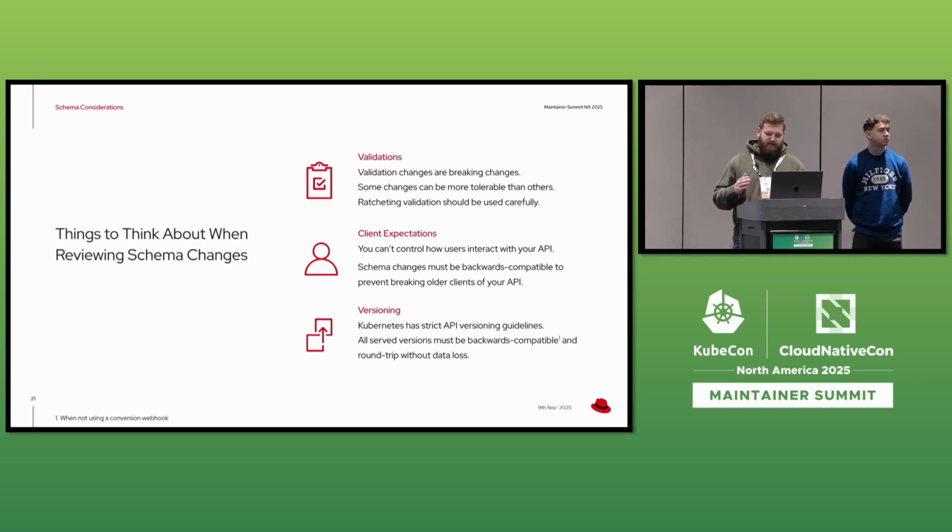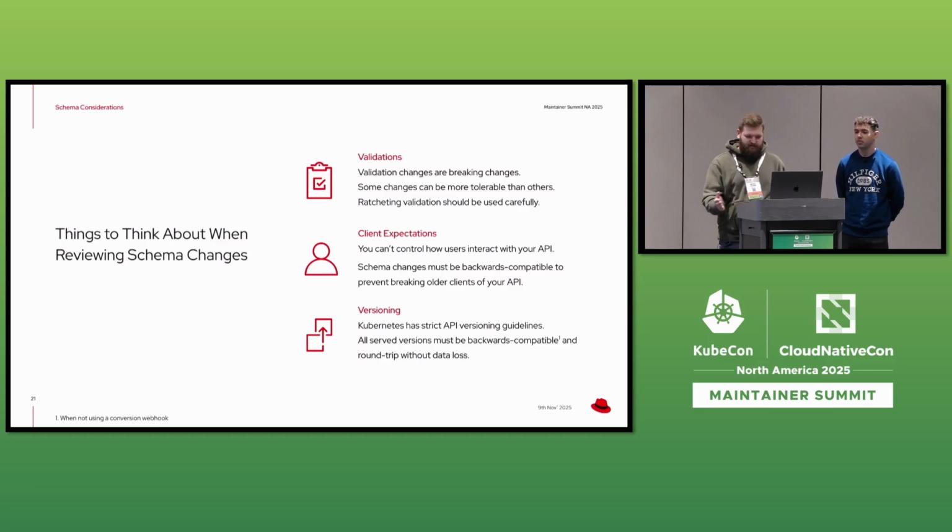Versioning: when you are versioning your API, like a CRD, Kubernetes itself has strict API versioning guidelines. They are applicable to CRDs as well. One of the big things is that all served versions need to be backwards compatible when you're not using a conversion webhook. There is a caveat there. But if you're not using a conversion webhook, all of your served versions need to be backwards compatible. And the key point, regardless of conversion webhook or not, your data must round trip without data loss.